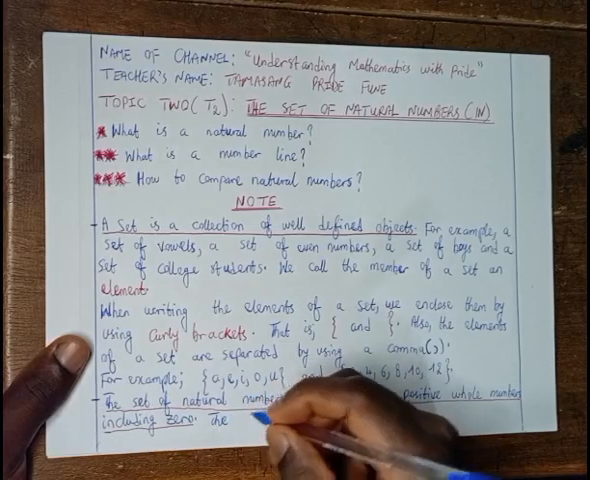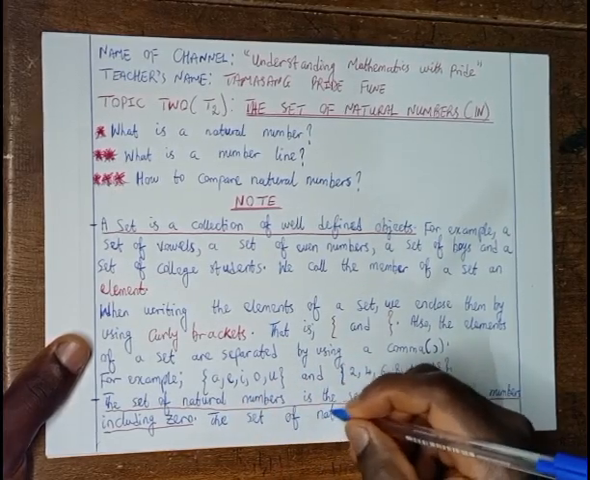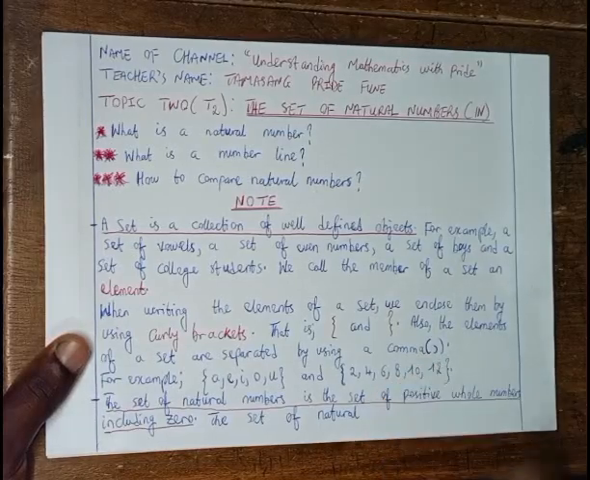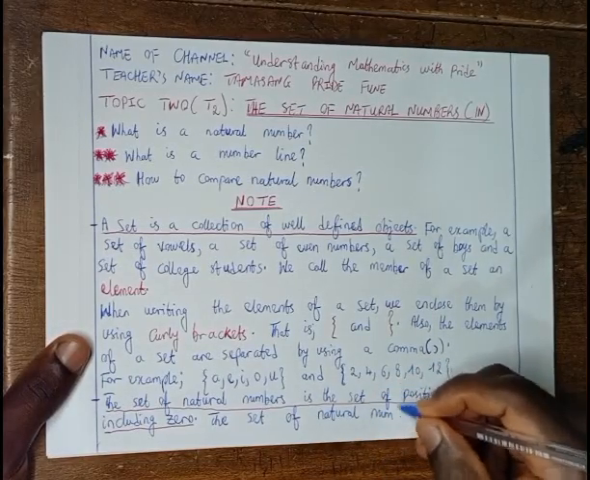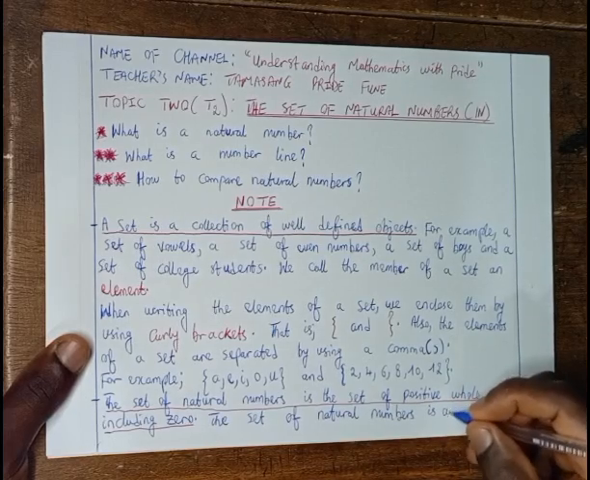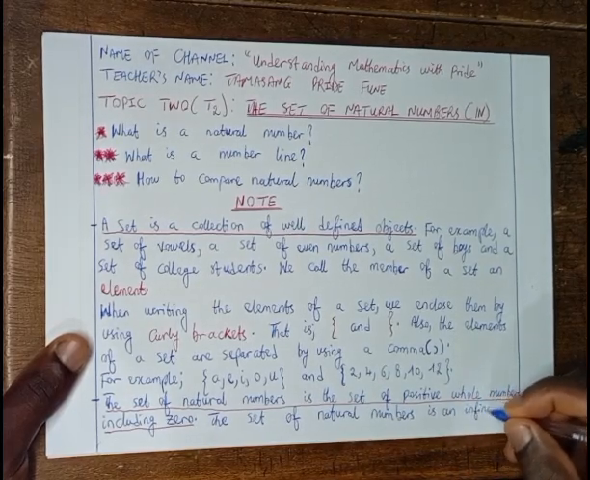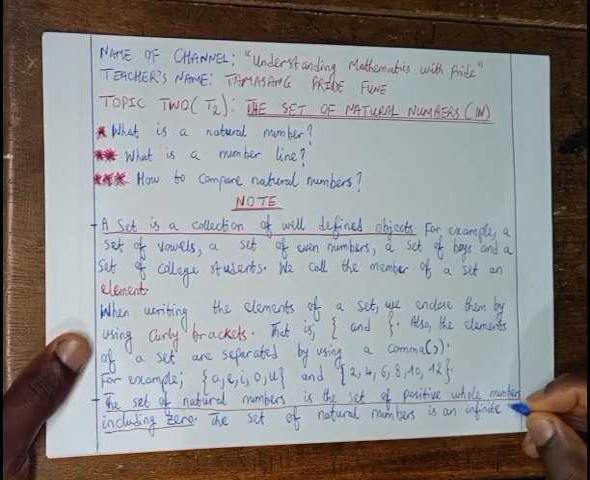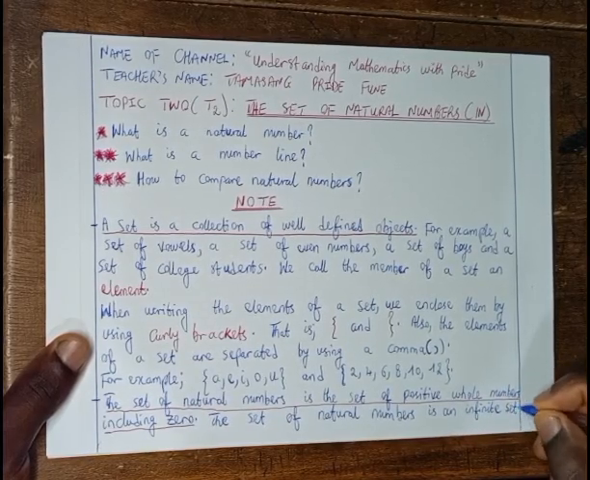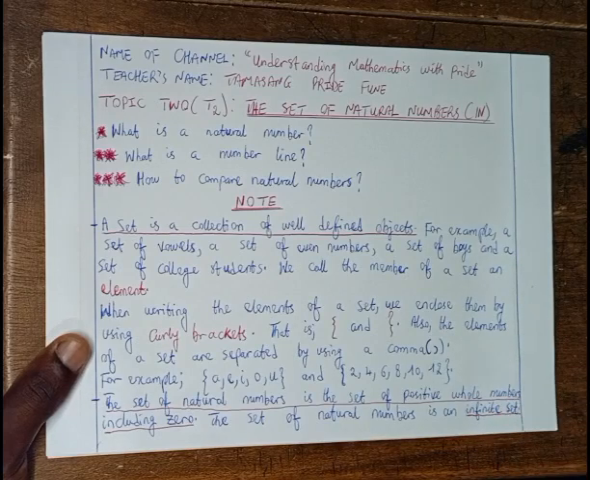The set of natural numbers is an infinite set. When we talk of an infinite set, that means a set that does not end. It does not have a last element.